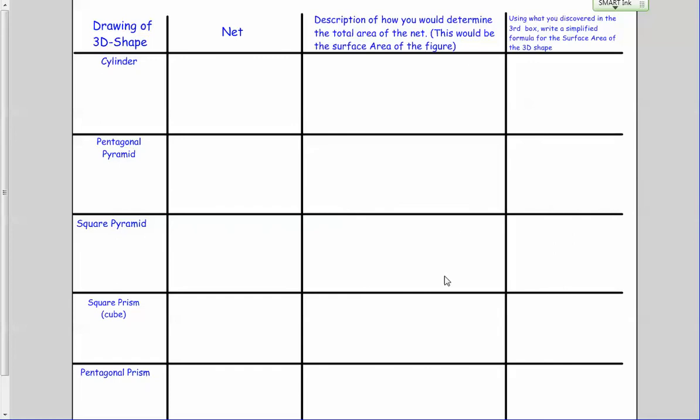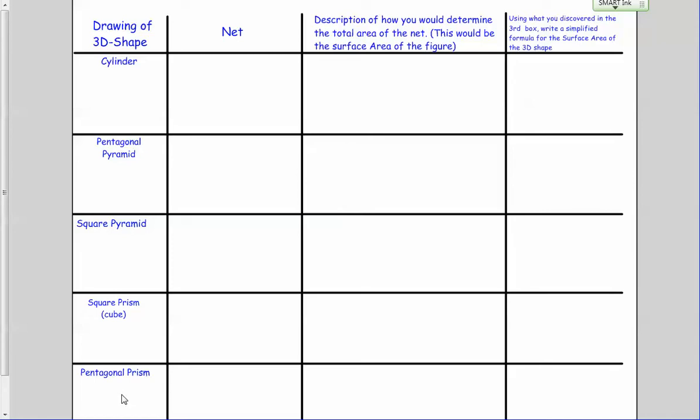Okay, once you guys have this all drawn, I want to tell you what we're going to be doing with it. I'm going to go through cylinder and pentagonal pyramid with you, and then you guys are going to be doing square pyramid, square prism, and pentagonal prism on your own. And those last three you're going to find in your iCross app from yesterday.